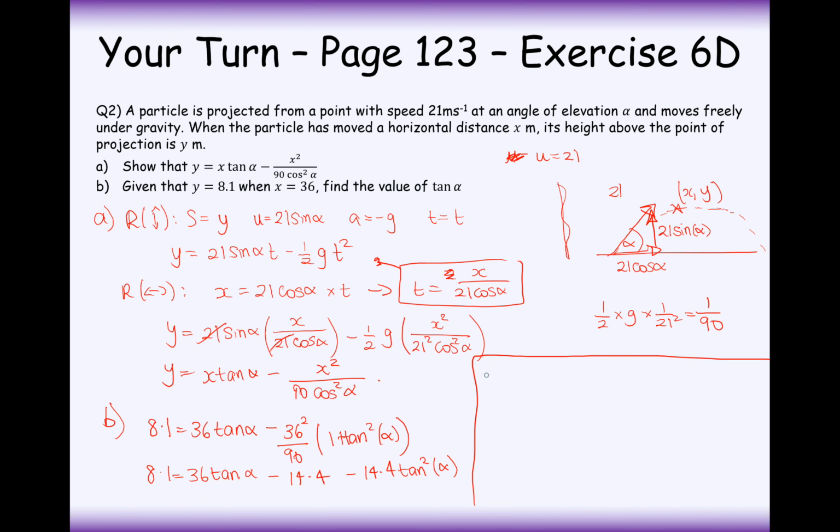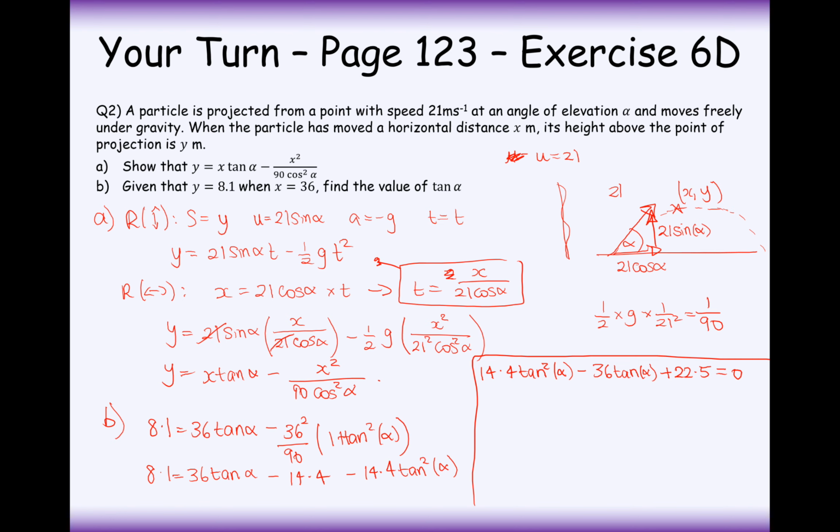So then simplifying everything onto one side, we're going to have 14.4 tan squared alpha. And then we're going to have a subtract of 36 tan alpha. Trying to form a quadratic here, moving everything onto the left-hand side. And then it's going to be 8.1, add 14.4. So that's going to be 22.5. So add 22.5. Great, okay then. So last thing to do then will be to put this into your polynomial quadratic solver.